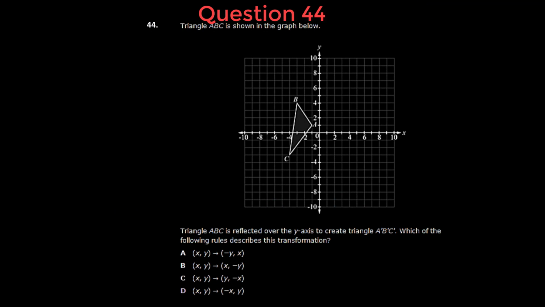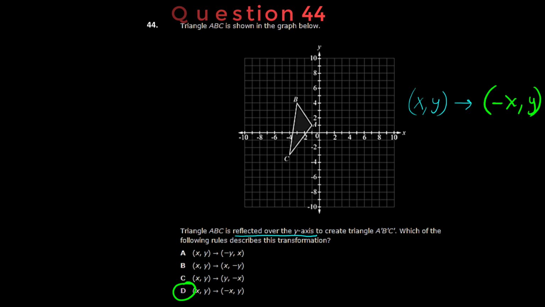Question number 44 asks us to find an algebraic rule for a reflection over the y-axis. If we are reflecting over the y-axis, then the sign of the x-coordinate is going to change. So we will have x, y mapped to opposite of x, comma y. The correct answer is given on D.